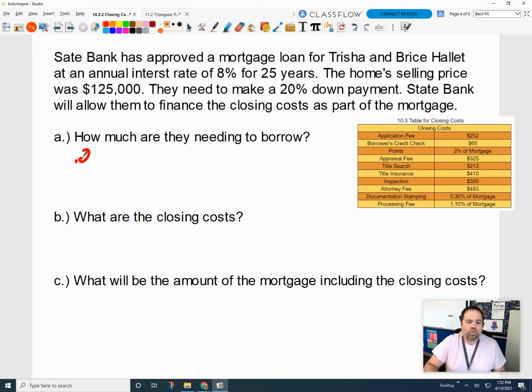So I need to know what 20% of the $125,000 is. Okay, so 20% of the $125,000 is $25,000. That's going to make things a little bit nicer. So they're actually borrowing, subtract that off of the $125,000, they're only borrowing $100,000.